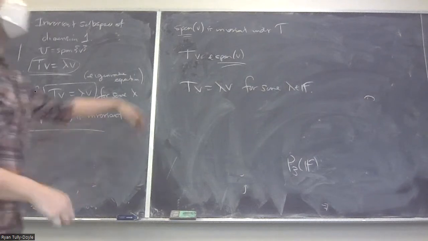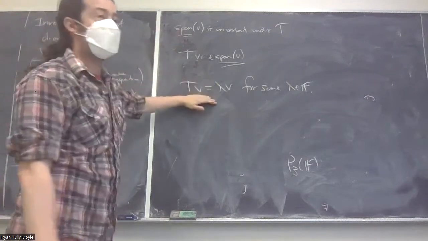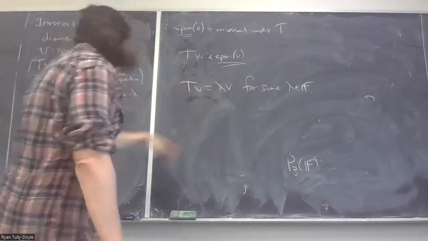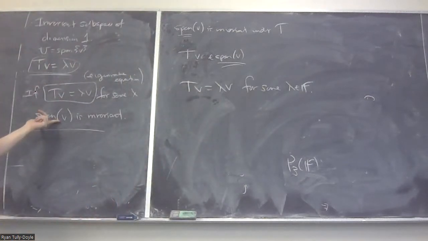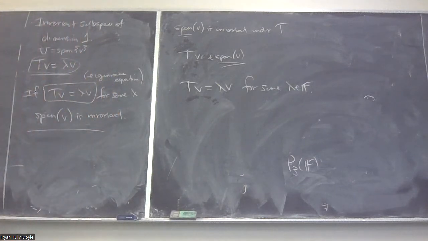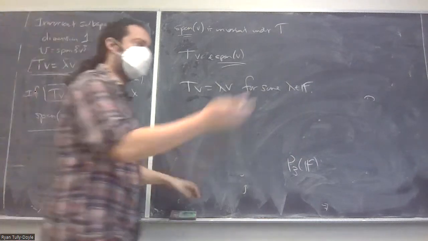Yep. So what I'm saying is if the span of V was invariant, then this equation would have had to hold for some lambda. And if this equation holds for some lambda, that forces the span to be invariant. Is that statement an if and only if? It's an if and only if, but it's more a motivation for what we're going to make the definition, which is an if and only if. A one-dimensional invariant subspace forces this equation to hold for some lambda. On the other hand, if this equation held for some lambda, then the span would be invariant. So it's an if and only if, but not a theorem. We're going to use it as a definition. All definitions are if and only if.